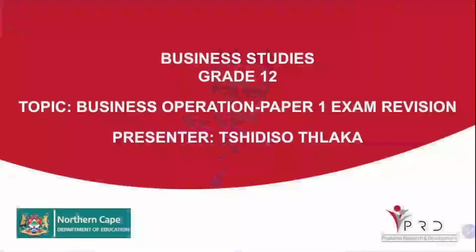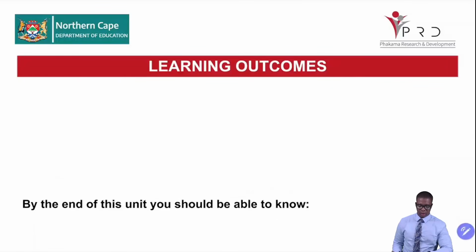Today we look into paper 1 revision with the focus on the main topic we call business operations, and we look into exam revision for business operations, where our focus will be on two subtopics: human resource function and quality of performance. Now, learning outcomes.